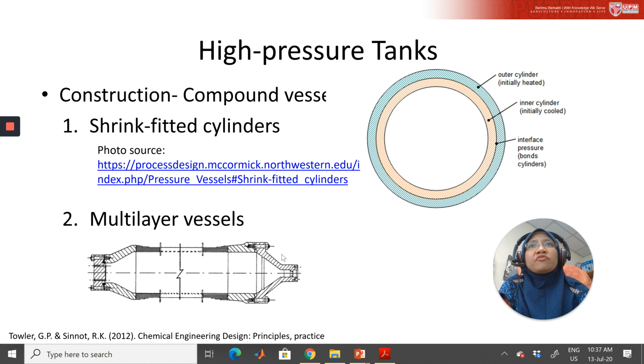And then the vessel is closed with a forged head. There are details on this, and you may refer to another reference as suggested in your textbook, Chemical Engineering Design: Principles and Practice.